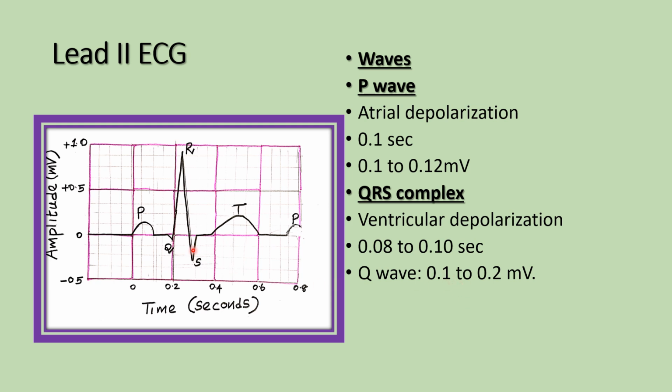Q wave amplitude. Normally we cannot see the Q wave. Only in old MI we can see the Q wave. It is of very low amplitude, on the negative side, 0.1 to 0.2 millivolts. Very small deflection in the Q wave. R wave has a larger amplitude. It is 1 millivolt amplitude. S wave is a negative deflection of around 0.4 millivolts. So this is the QRS complex. It is due to the ventricular depolarization.